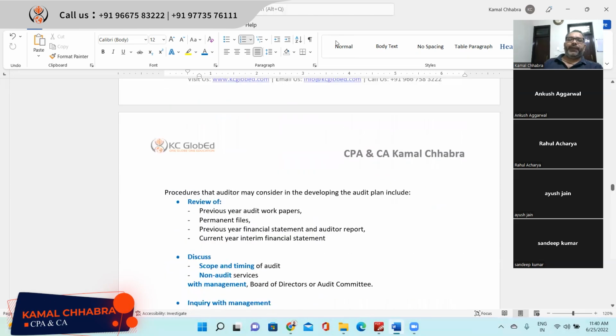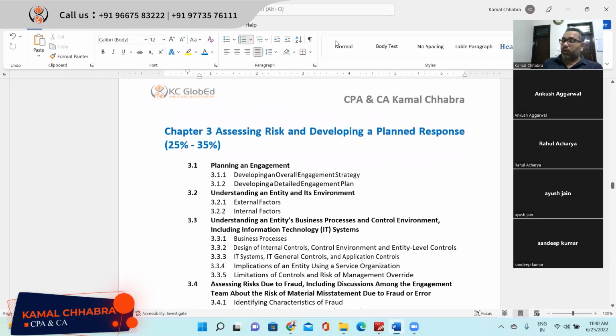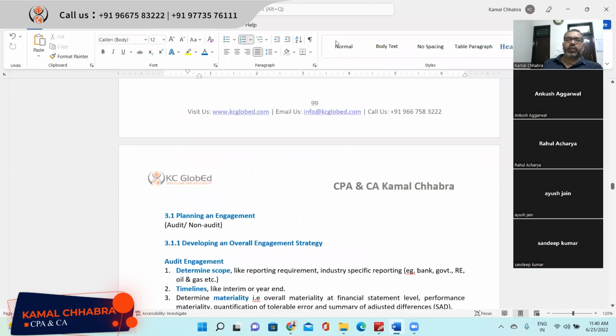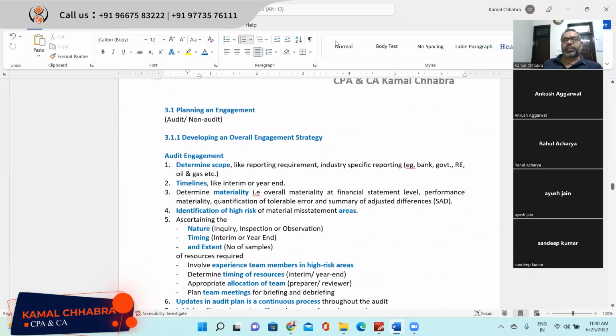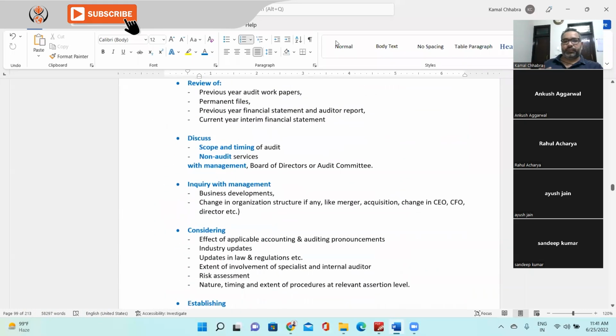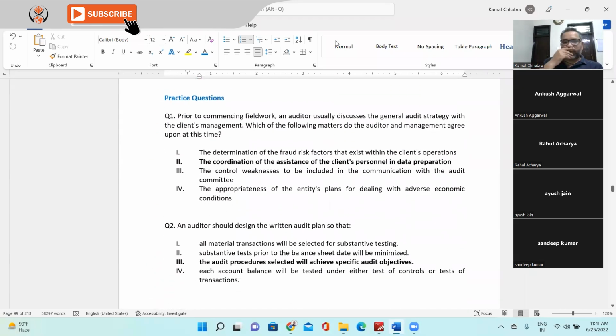So far, if you see what we have studied, we have gone through the entire overview of chapter 3, which we'll be learning in this week and the next 2 weeks. Then we jumped into 3.1 planning of engagement, which includes audit engagement and non-audit engagement. So here we'll understand the overall engagement strategy, and then we discuss in detail the audit plan. So we discuss the audit side and the non-audit side both, right? Now let's do some practice questions, right?